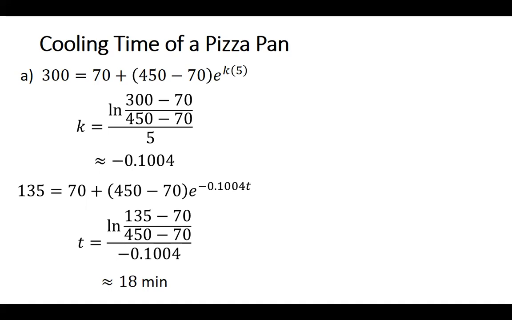So now that we know our time is 18 minutes, what time will it be? And I don't have this shown on the slide, but we started at 5 o'clock. So if it took 18 minutes for it to cool down to 135 degrees, then at 5:18, it will be down to 135 degrees.